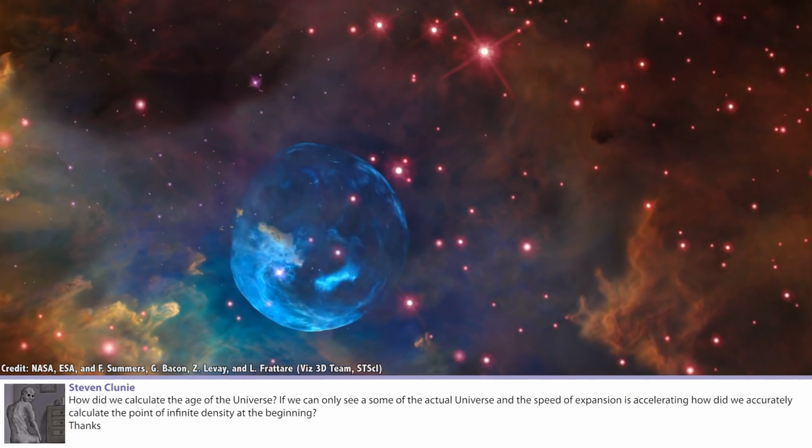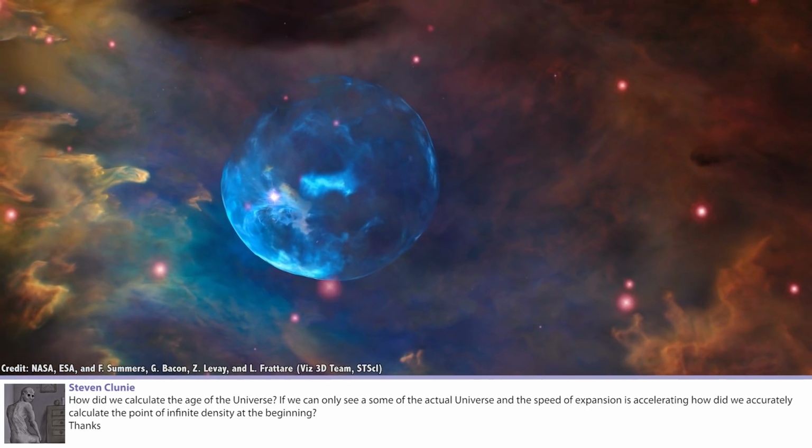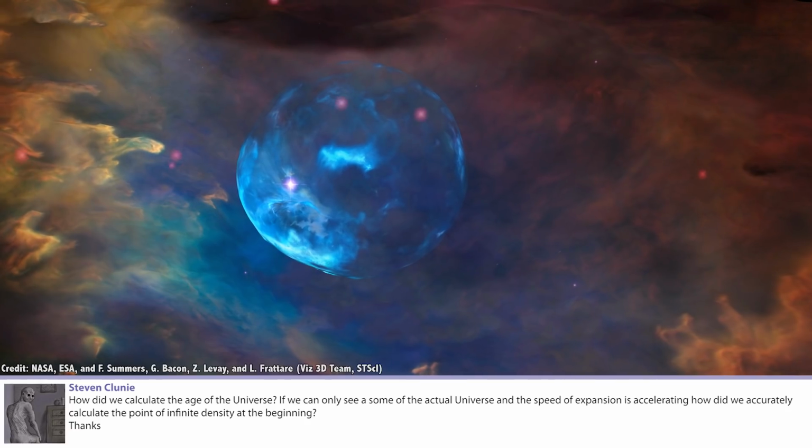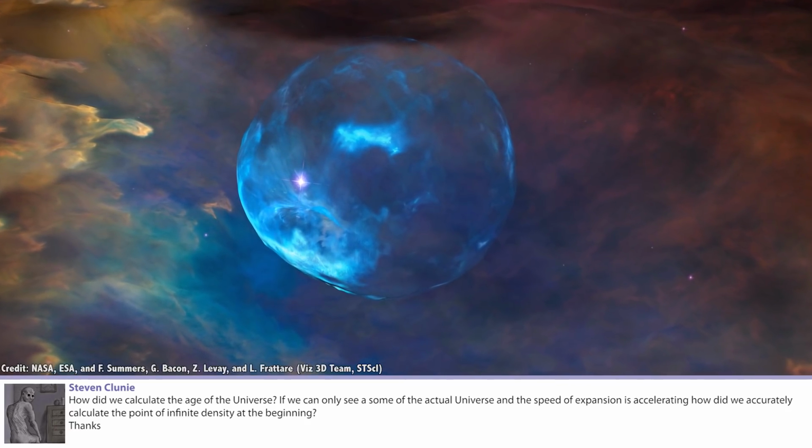Stephen Clooney asks: How do we calculate the age of the universe? If we can only see some part of the actual universe and the speed of expansion is accelerating, how do we accurately calculate the point of infinite density at the beginning?